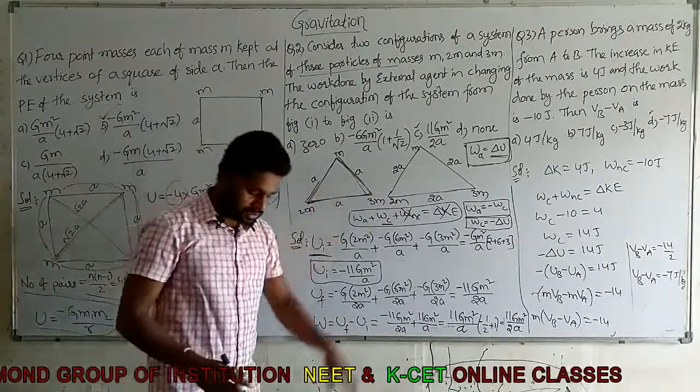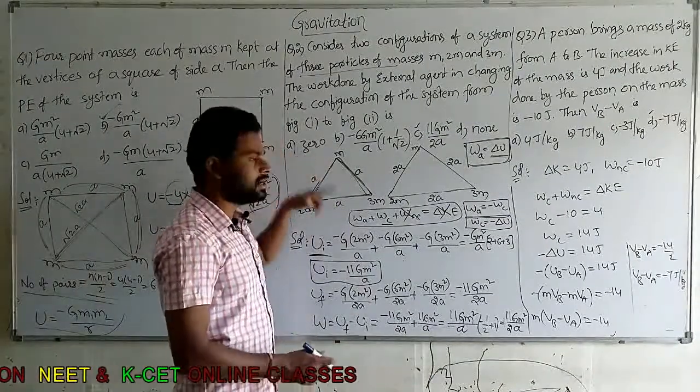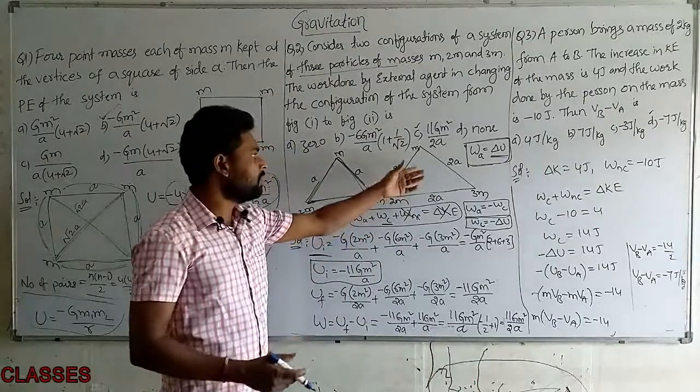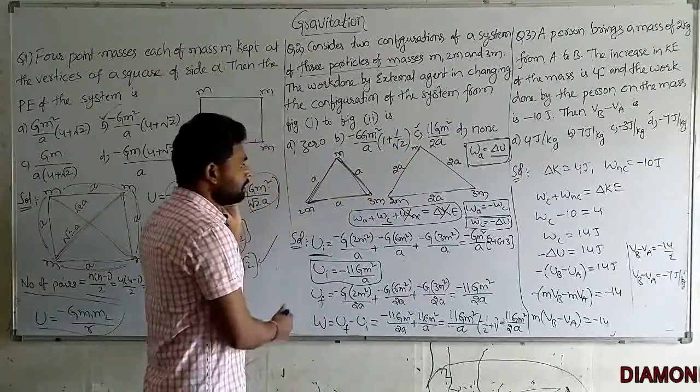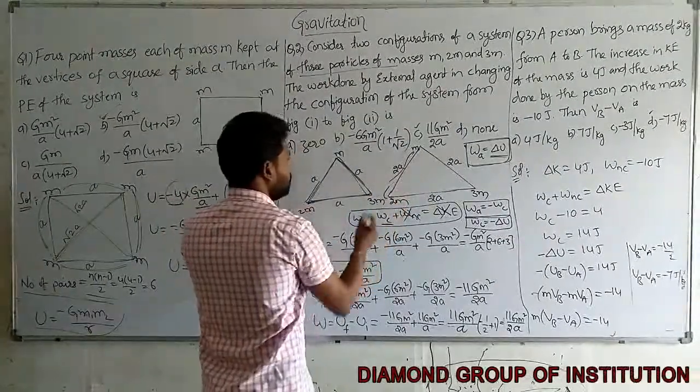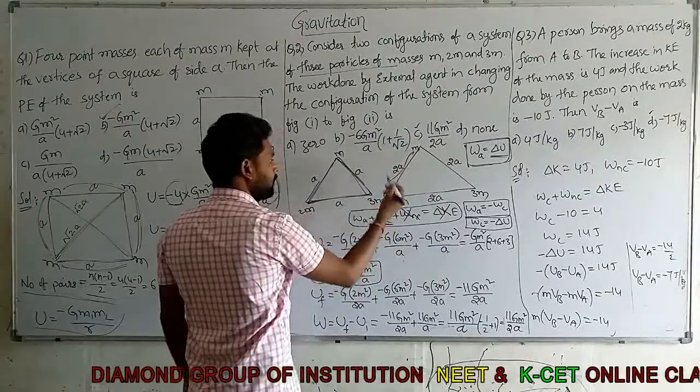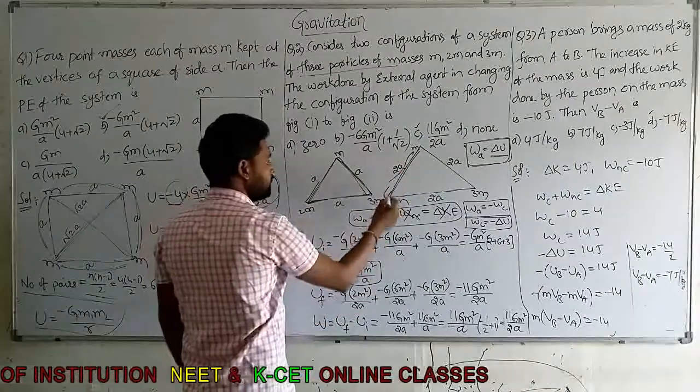Now the configuration changed, that means the distance between the particles changed to 2a. Now I am going to find the final potential energy. Final potential energy between these two, minus G into m into 2m, 2m square by the distance, how much?